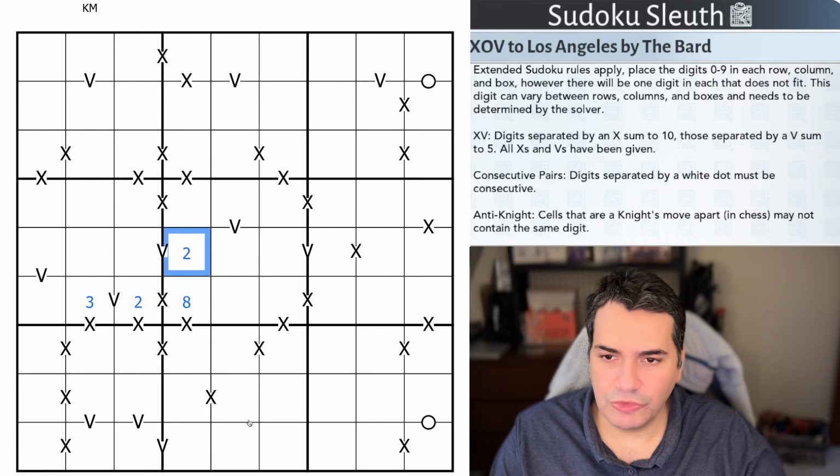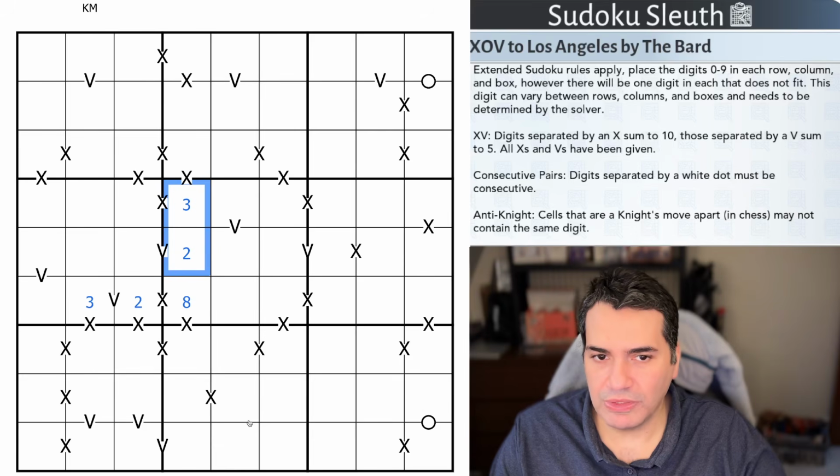All X's and V's have been given. An 8 with a 2 in here wouldn't work because there is no X between them. A 3 in here wouldn't work because there is no V between them, so keep that in mind.